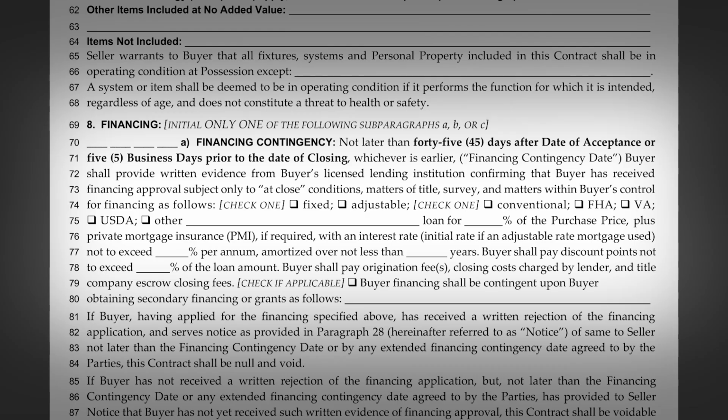So in line 70, it used to say loan contingency. Now it says financing contingency. Really the only change there, not a big deal, saying the same thing. You've got your same blanks there.